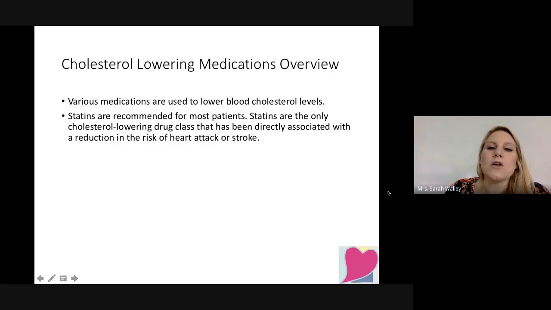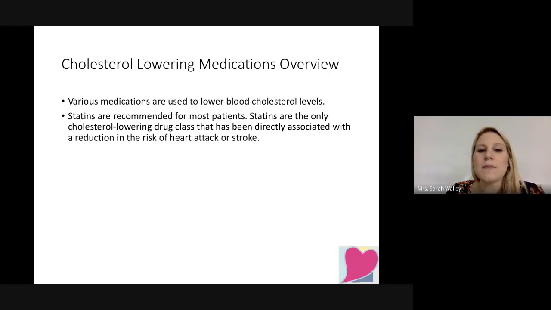So, cholesterol medication overview. Various medications are used to lower blood cholesterol levels. Remember, cholesterol is fat. Also remember that cholesterol is a good thing. You need fat in your body because it works in pretty much all the processes in your body to help you make cells and produce hormones. All of those things are really important for you to keep your body in homeostasis. I'm not saying fat is a bad thing, just FYI, you just have to have a balance.